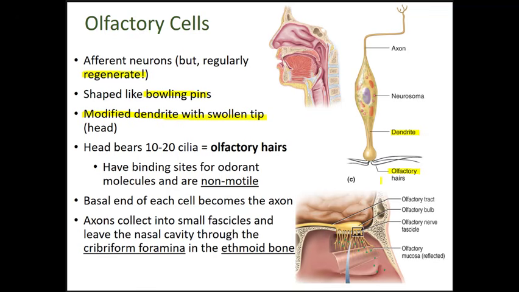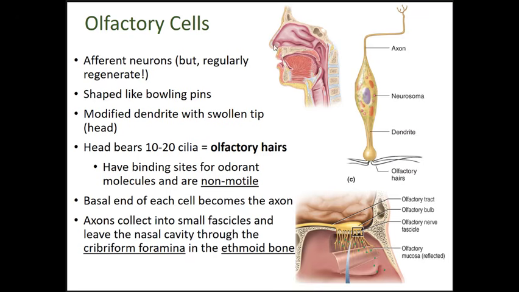And so these olfactory hairs then are going to be greatly involved in the dissolving, or the binding, I should say, of odor molecules that allow us to interpret smell. They're considered non-motile, these cilia, meaning that they don't actually move. Now the basal end, so this would be the basal end here, is where the axon actually arises from.